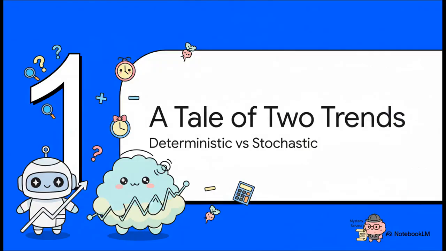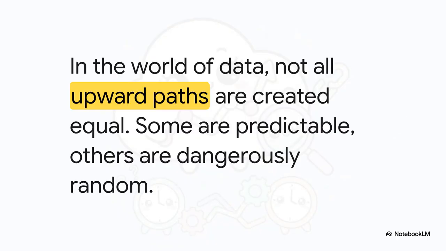To crack this case, we first have to understand that we're dealing with a classic case of mistaken identity. This is really a tale of two very, very different kinds of trends. That's exactly it. Think of it like this. One path is like following a carefully drawn map, while the other is like wandering aimlessly through the woods. Yeah, both paths might lead you uphill for a while, but only one is predictable. And telling them apart? Absolutely critical.